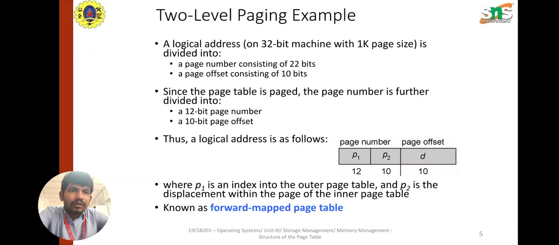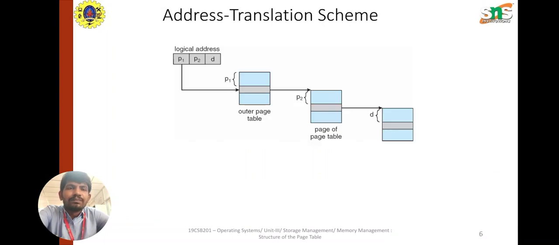Thus a logical address is as follows: page number P1, P2, and offset D. P1 contains 12 bits and P2 contains 10 bits. The page offset is D. Here P1 is an index into the outer page table, and P2 is the displacement within the page of the inner page table. This is known as a forward-mapped page table.